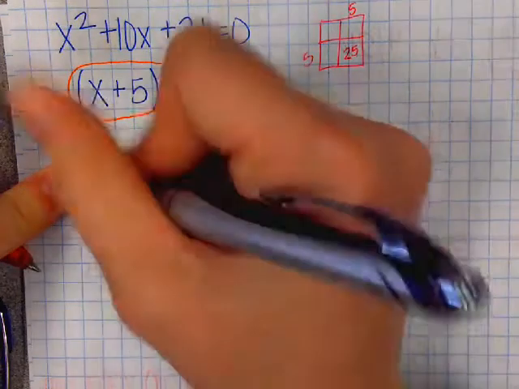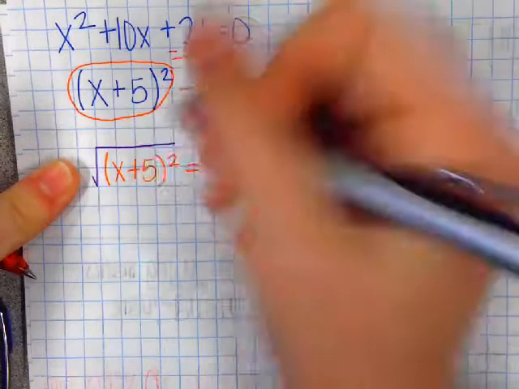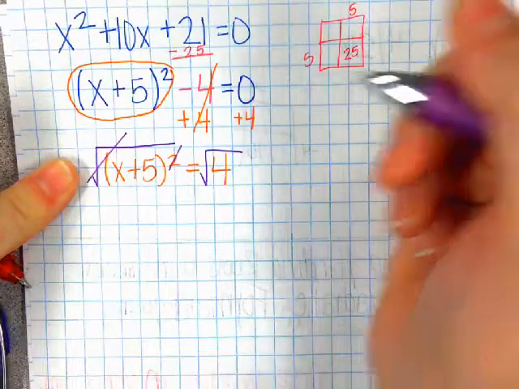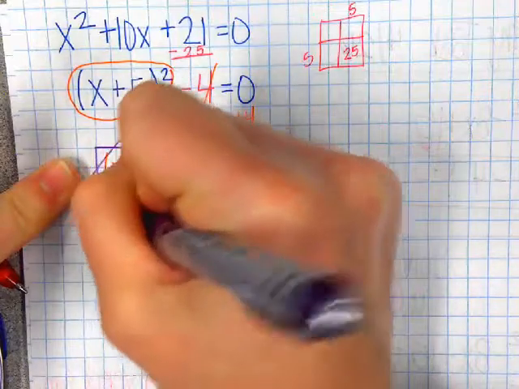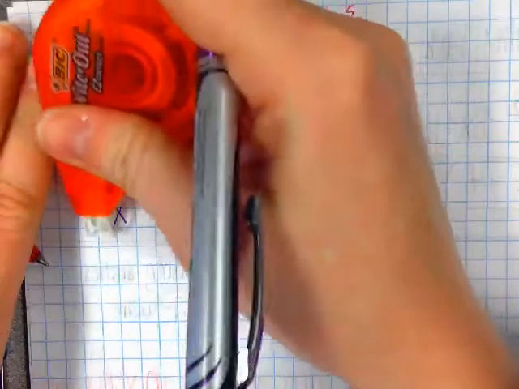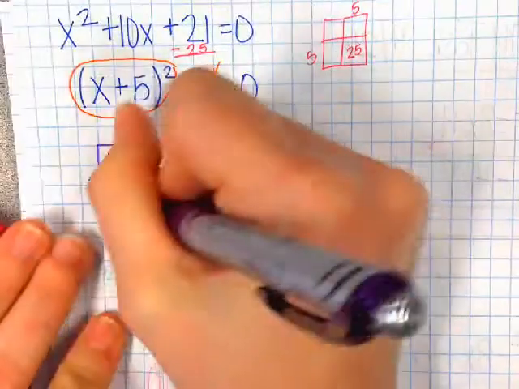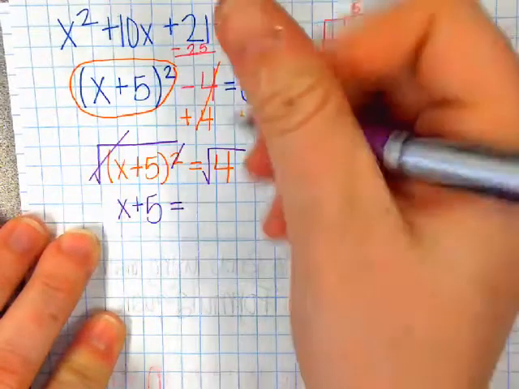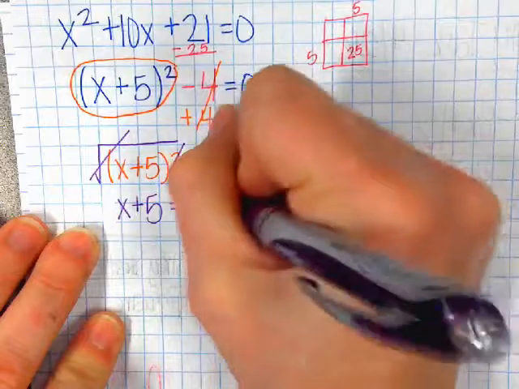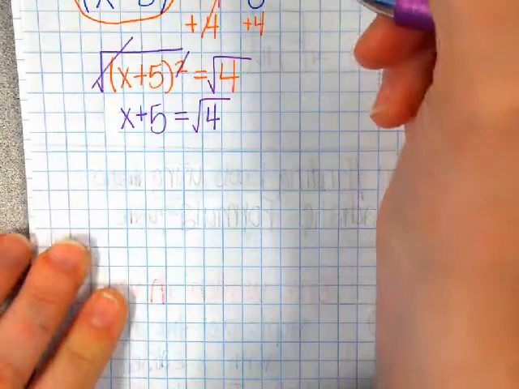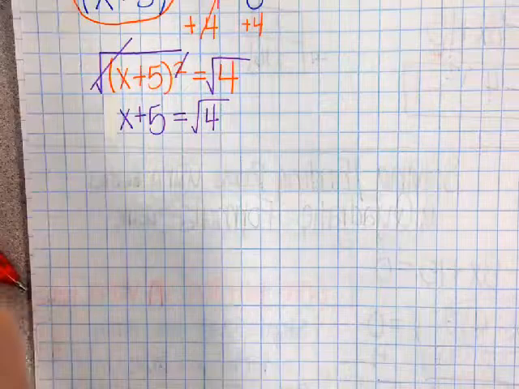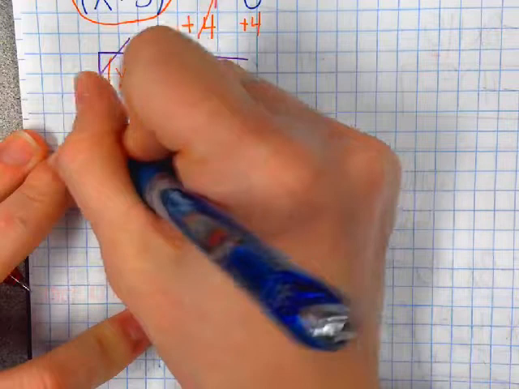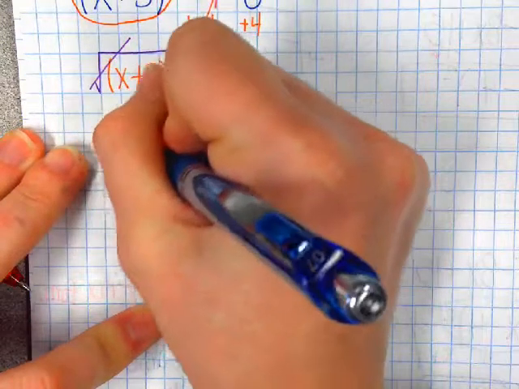What's the opposite of squaring this parentheses right here? The square root. So I'm going to take the square root of both sides. The square root and the squared cancel. So I'm left with just x. Oh, I don't need the parentheses. Just x plus 5 equals the square root of 4.